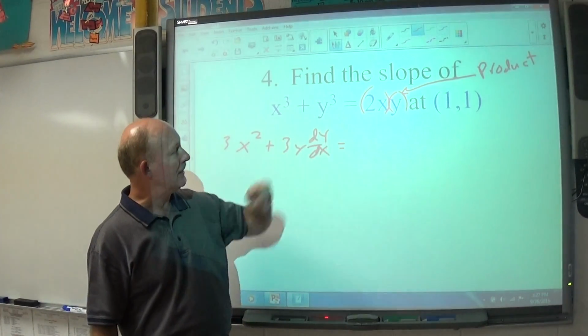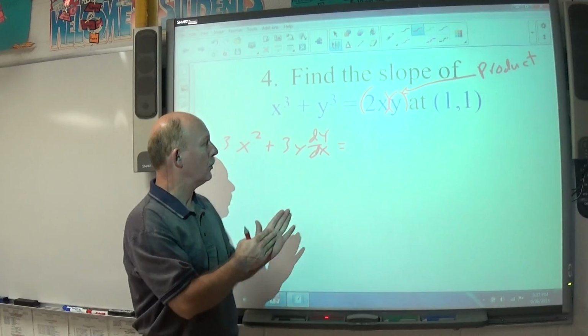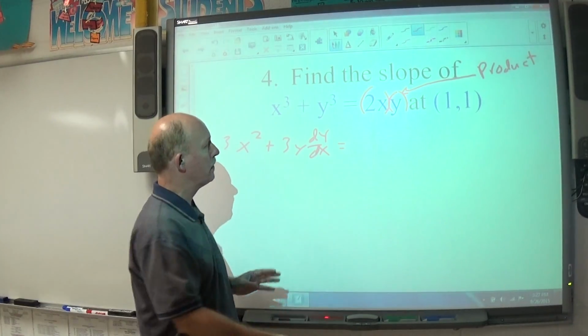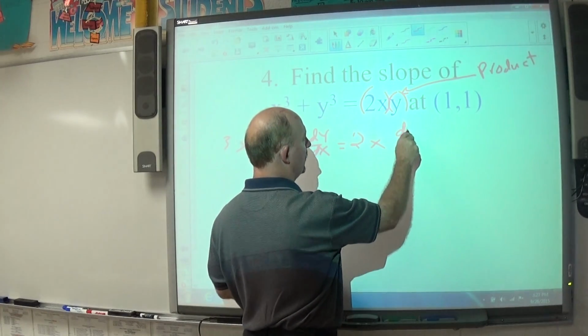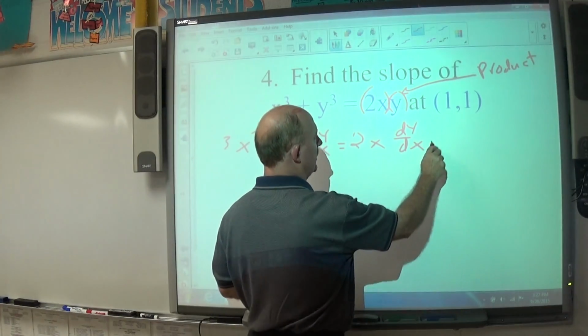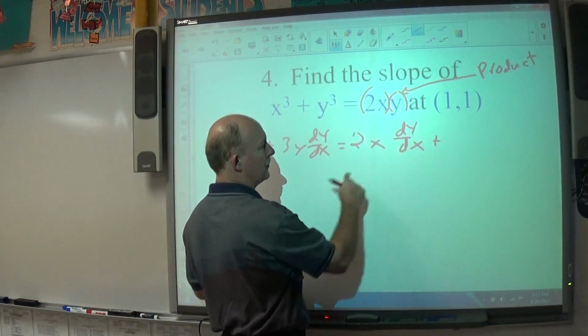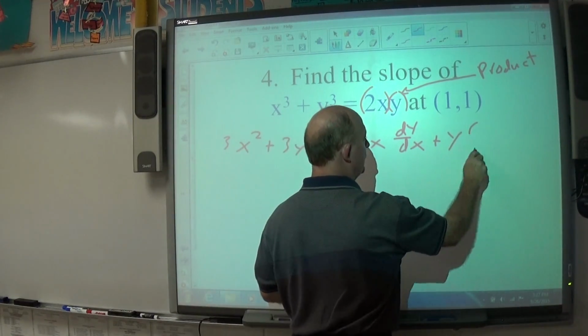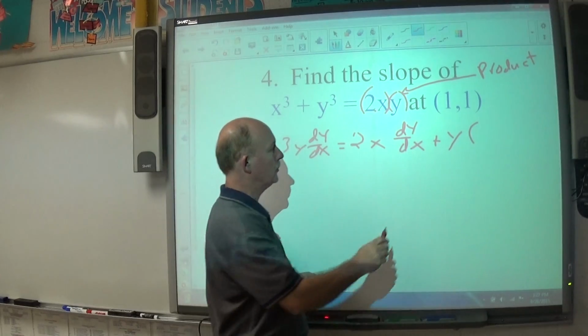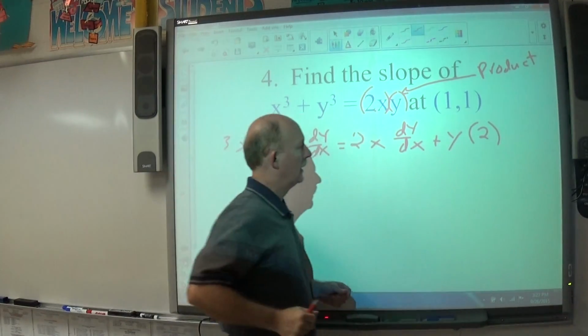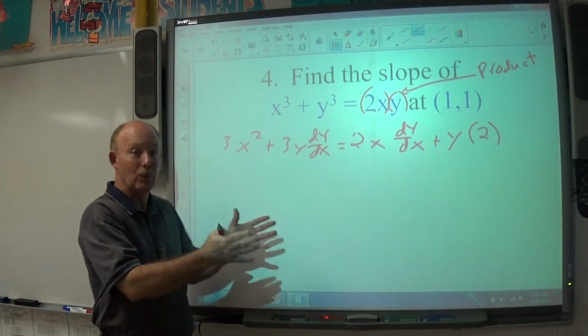So for the derivative of the right-hand side, using our product rule, we have 2x times the derivative of y, which is dy over dx, plus the second times the derivative of the first. The derivative of 2x is 2. Now we've taken the derivative the way it sits.